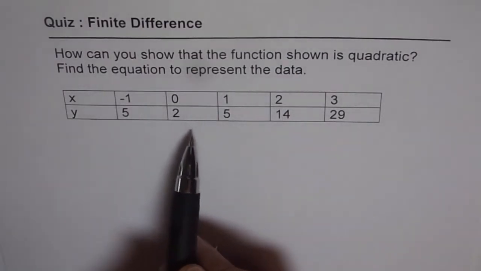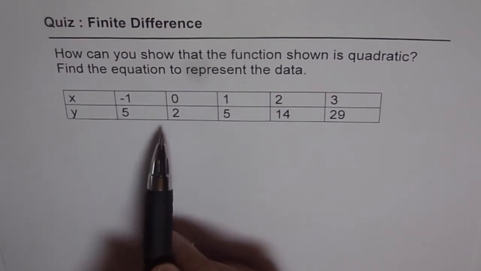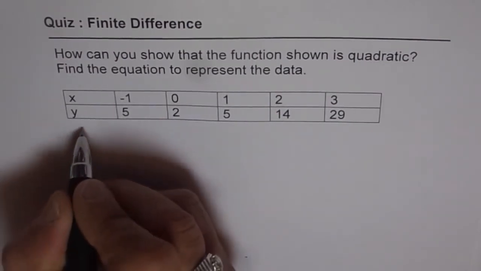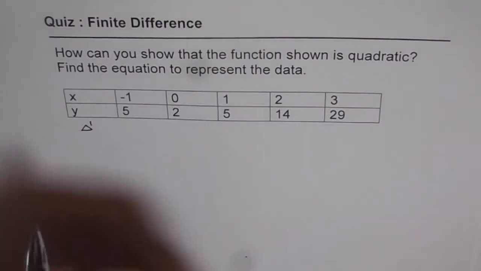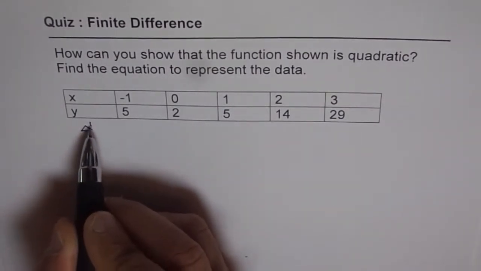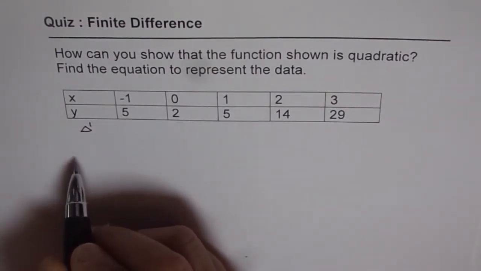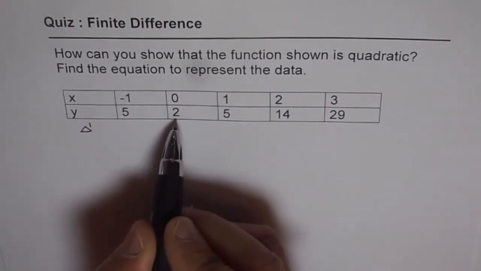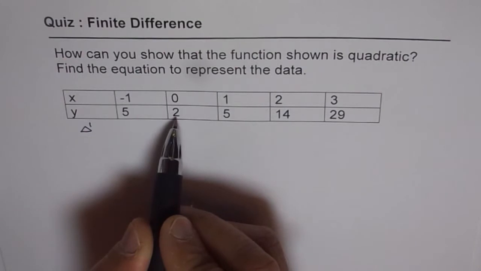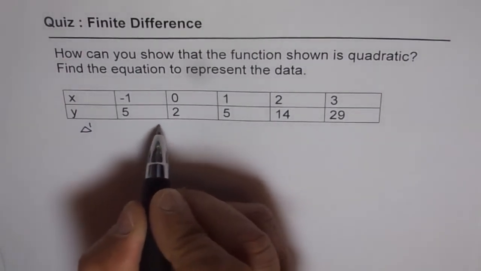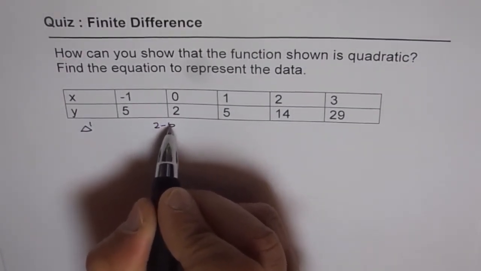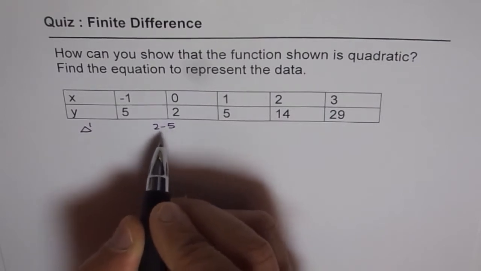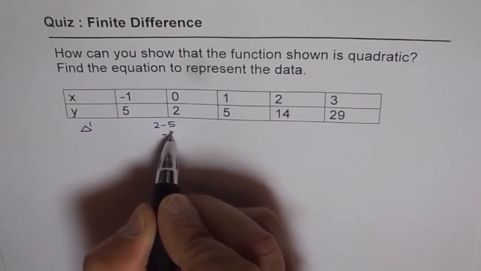Now for the y values, we are looking for difference. So first difference is, let me write with delta 1. Delta represents difference, and 1 here is my nomenclature to show you first difference. That means like y2 minus y1, right? So always do y2 minus y1. So that means we are doing 2 minus 5. When you do 2 minus 5, what do you get? You get minus 3 in this case.